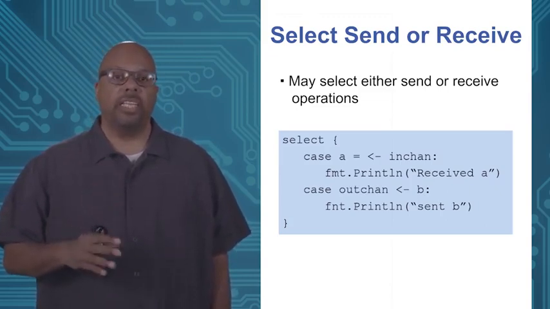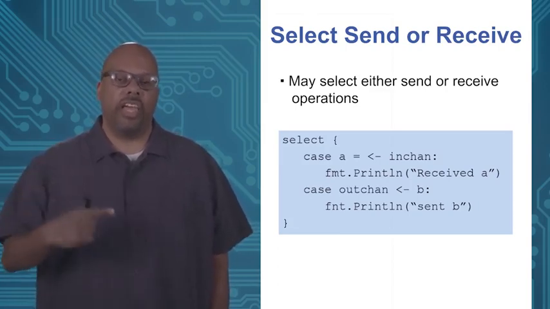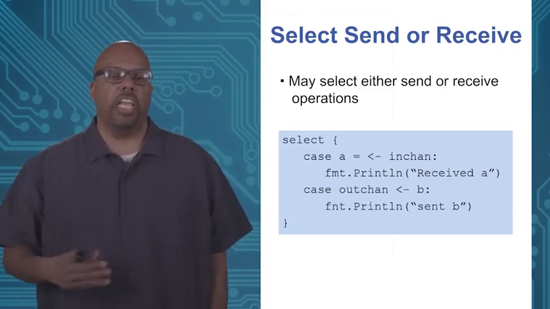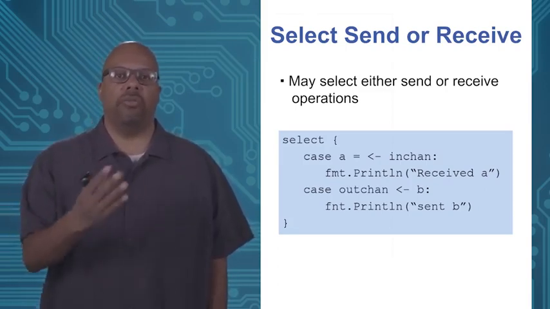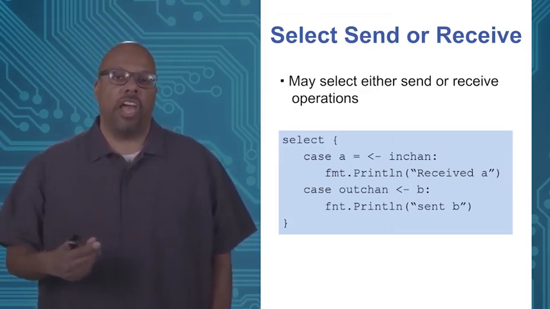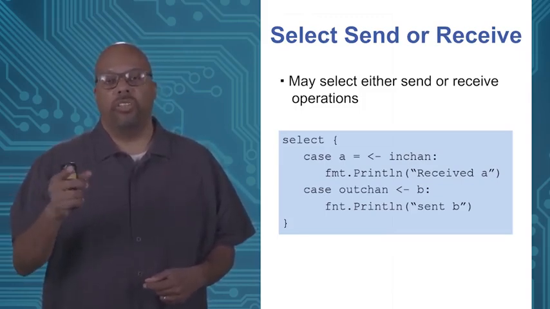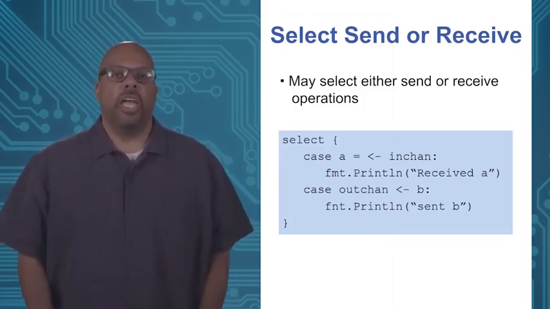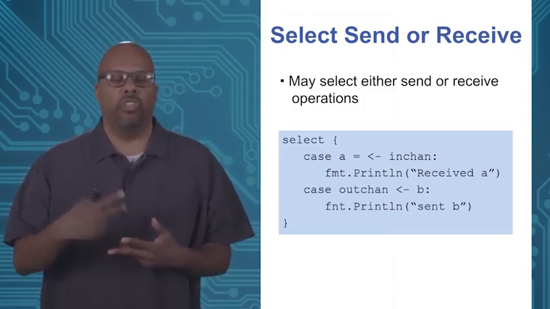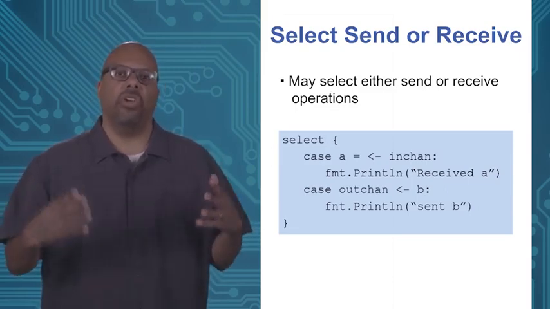What happens with the select is, whether it's a read or a write, whichever one of the cases is unblocked first, that's the case that's executed. So in this case, if some data came in on inchan before outchan became available, then you would execute the first case. Otherwise, if some other Go routine did a read on outchan, then the second case would be executed first. So selects allow you to block on either sends or receives and select one of them. Whichever one completes first, that's the one you execute.